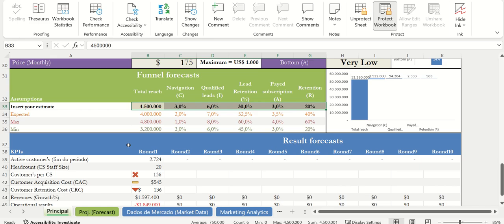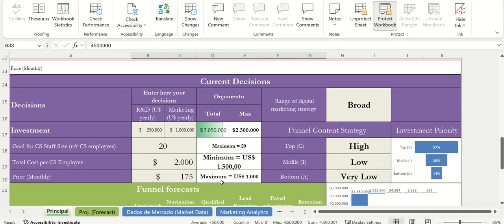And indeed, the main goal of the simulation is to let you learn what the potential impacts of your decisions on the funnel are, and then adjust your strategy and use your past results to forecast what you may expect for the next years. Okay, so this is it for the tutorial on how to use this Excel file for the first round.